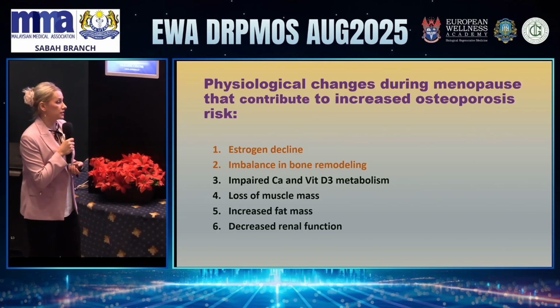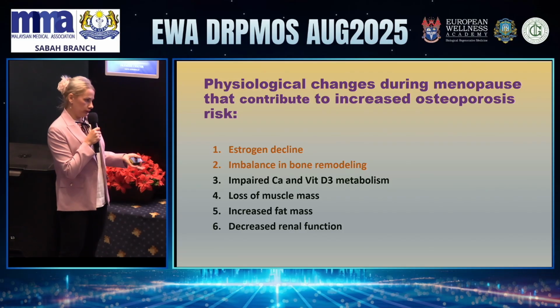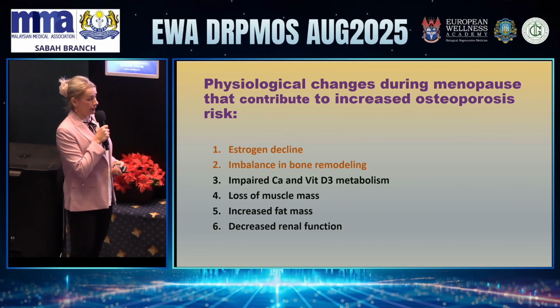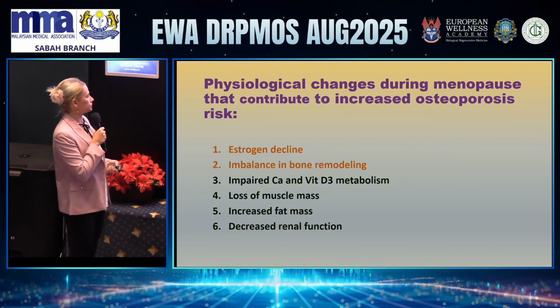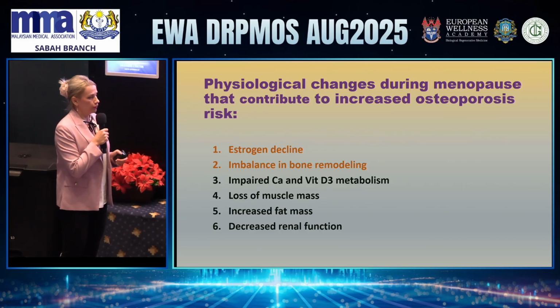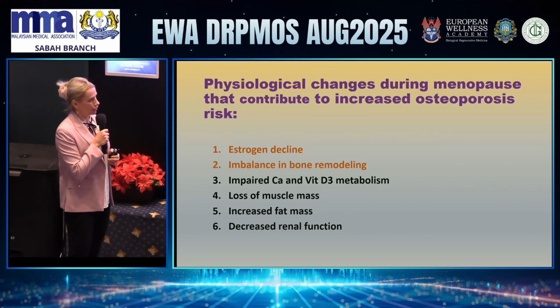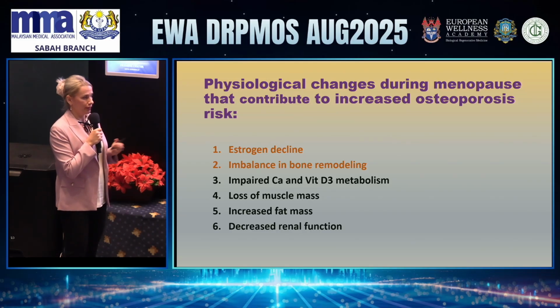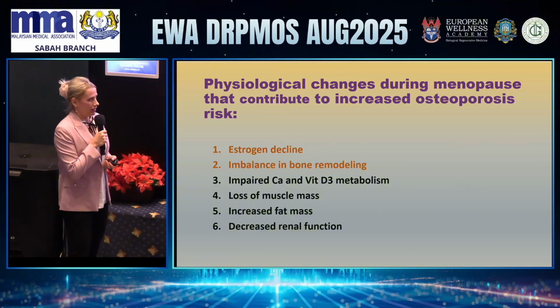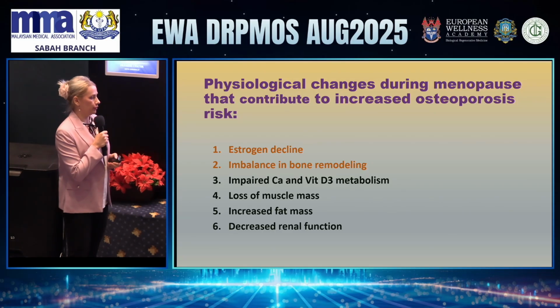Sarcopenia, loss of muscle mass, and of course loss of mechanical load on the bones also play a crucial role in the development of osteopenia and osteoporosis. Increased fat mass, on the one hand, promotes chronic low-grade inflammation. On the other side, it works protectively in menopausal and postmenopausal women. So women who have excessive weight might be partially protected from osteopenia and osteoporosis development in the menopausal and postmenopausal time.